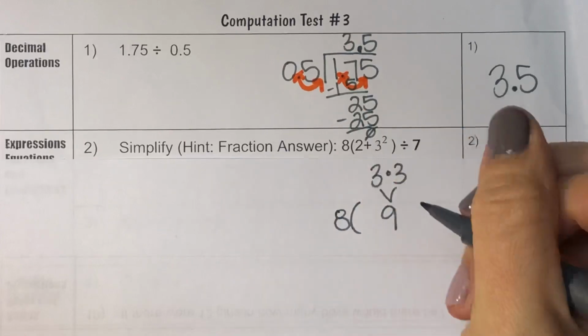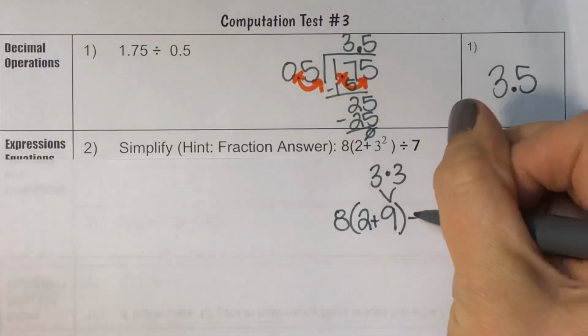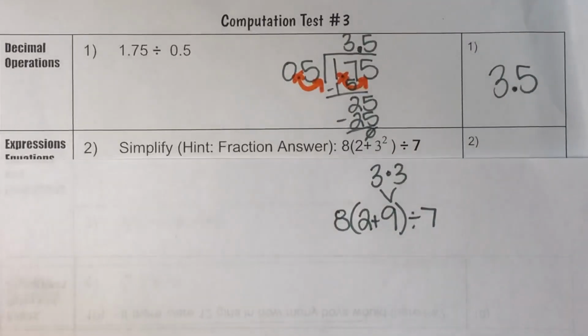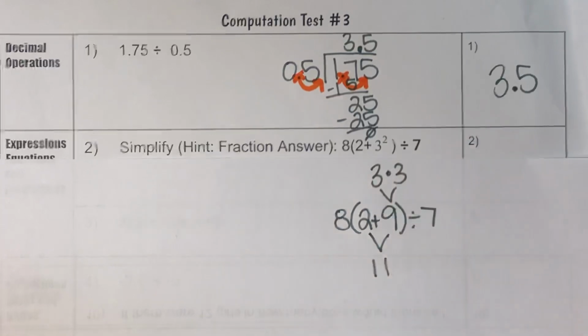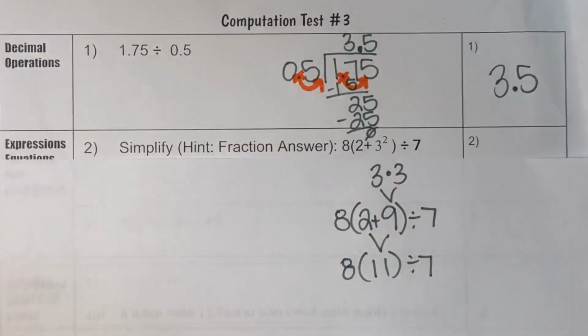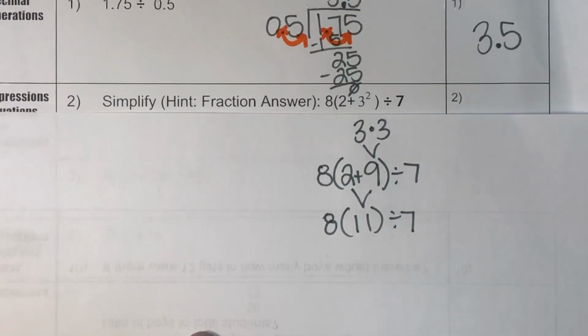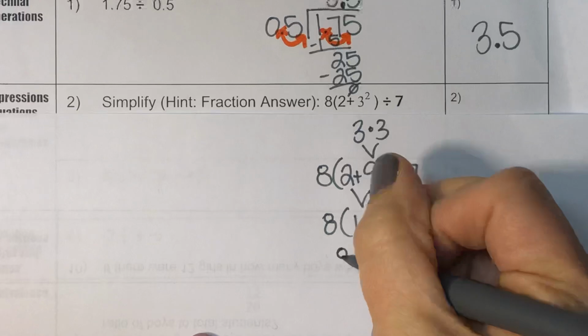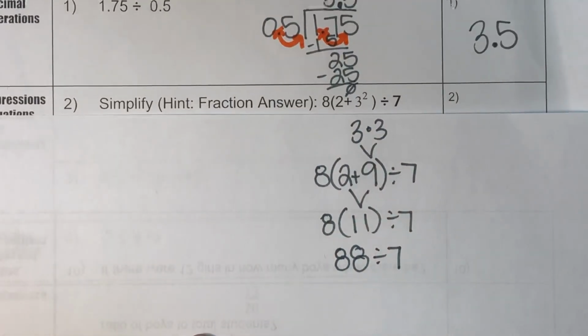Now I'm going to bring everything down. I have 8 times, and I still have 2 plus 9, close that parentheses, divided by 7. Well, I still need to finish up my grouping. So if I do that, I'm going to end up with 11. Bring everything down, stay nice and organized so we don't make a silly mistake. Now, I saw this on a bunch of your papers and you still got it wrong. So let's see what we were doing wrong. I even saw this on a bunch and still we were not getting the correct result.